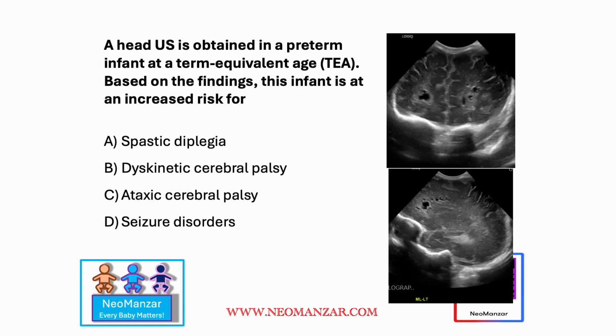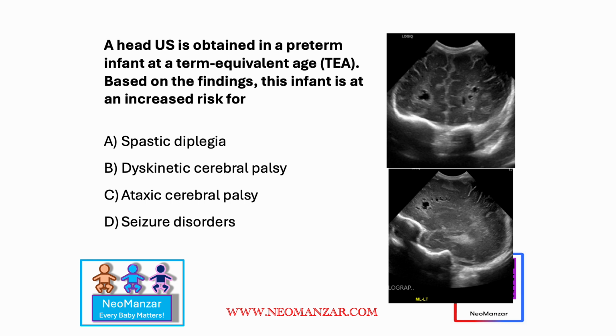So a head ultrasound is obtained in a preterm infant at a term equivalent age. Term equivalent age usually means when the baby reaches 37 to 40 weeks. Usually 40 weeks is used, but 37 is also a term gestation. And as you guys remember, these gestations have been divided into different components: preterm, early term, term, late term. So just look at that. Basically the idea is that this baby was preterm and now this is taken as a term gestation.